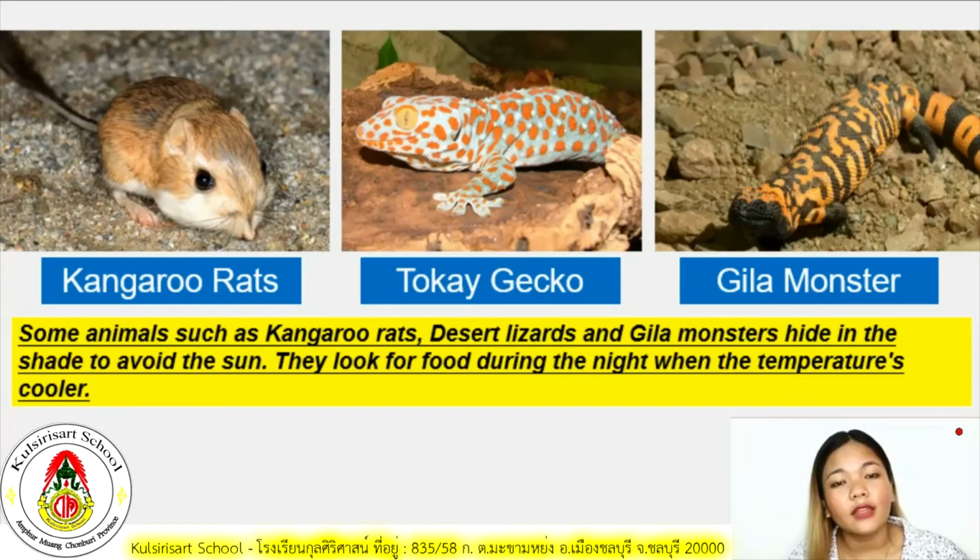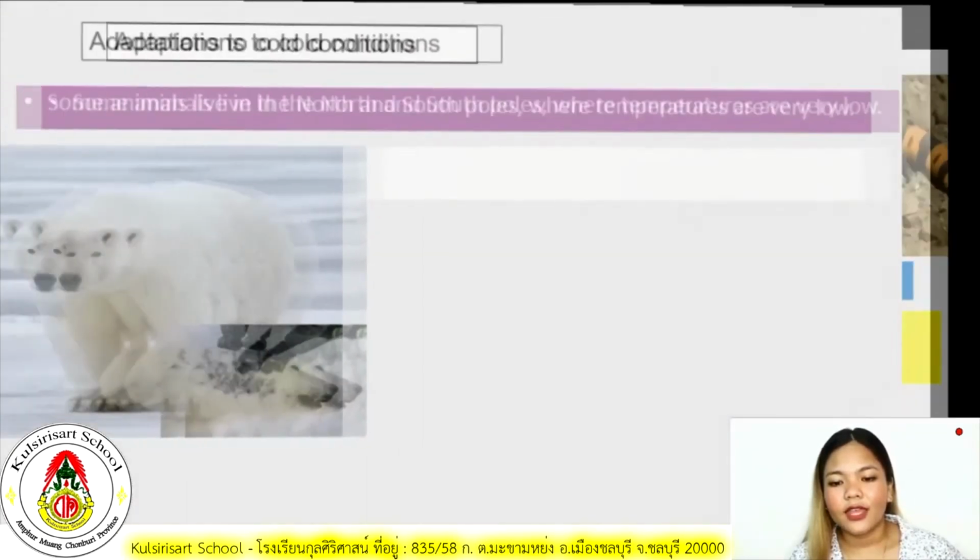That's why what they do is, this is an example of a behavioral adaptation. They will just stay in the shade during the morning and then they will hunt for food during the nighttime when it's already cooler, okay? I hope that this type of adaptation is already clear to you. Now let's proceed to the next one.